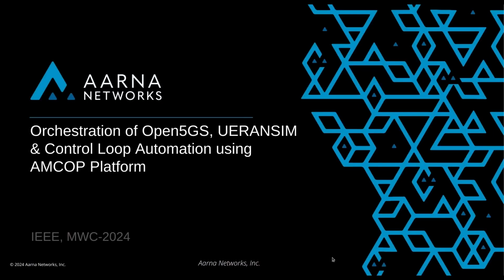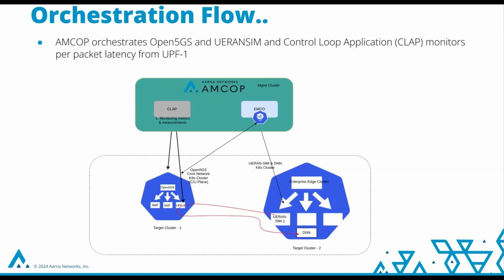In this demo, we are going to demonstrate orchestration and control loop automation of Open5GS and UERANSIM using AMCOP. This is the orchestration flow in which AMCOP in the management cluster deploys Open5GS in cluster 1 and UERANSIM in cluster 2, and starts monitoring the SLA once the UE connects to the internet.